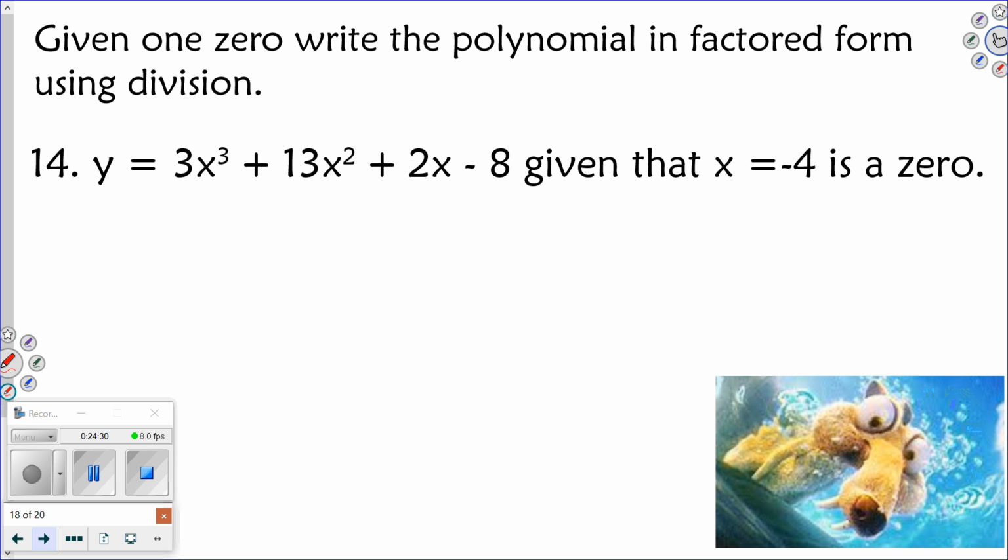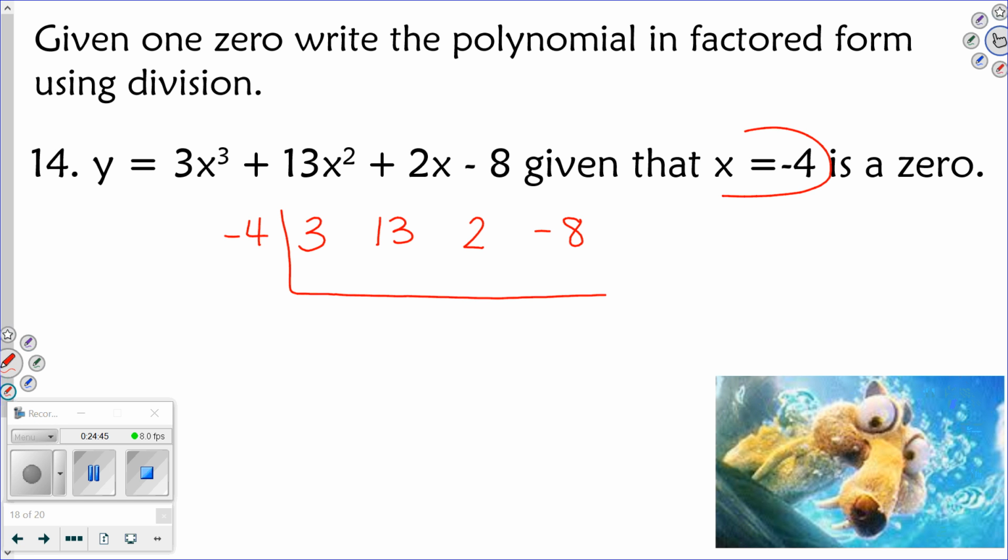Any missing zeros? No, none of them are missing. So 3, 13, 2, and negative 8. What am I dividing by? Negative 4. Guys, they gave you x equals negative 4. We always switch it to the opposite when they gave me like x plus 4, and every time I wrote x equals, that's what we used. They gave me x equals. I don't need to change anything.